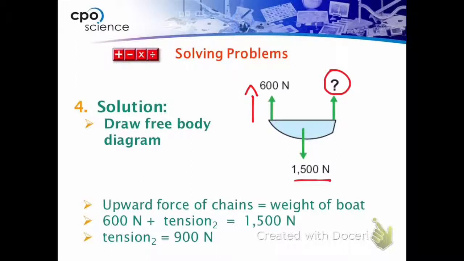We know that the total tension in both the chains is going to be 1,500 because we know that the boat is suspended, it's motionless, so the net force is 0. So 600 plus the tension of the second chain is equal to 1,500. You solve for the unknown. 900 newtons is the tension in the other chain.